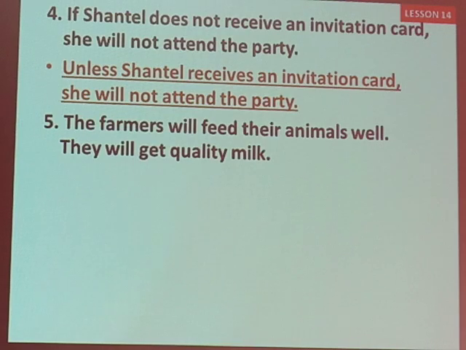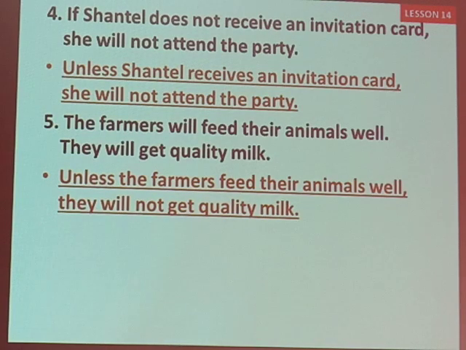So we say, first try if in that sentence. If the farmers feed their animals well, they will get quality milk. You can first try to have that sentence in the negative form, in the negative part of if. What will it be? If the farmers don't feed the animals well, they will not get quality milk. Yes, you can use unless there. Use it. Unless the farmers feed the animals well, they will not get quality milk. We have our answer here.